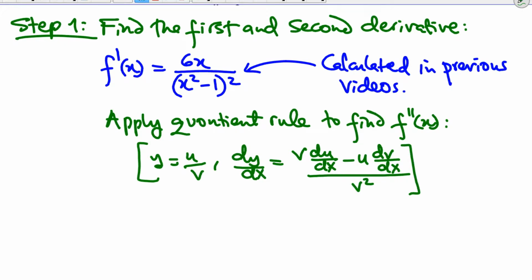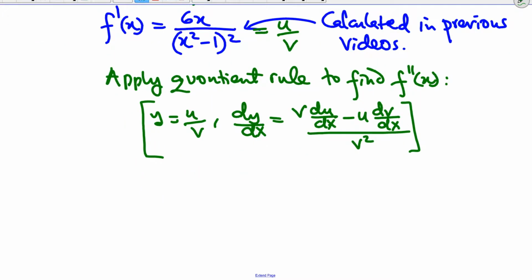Okay, this is in your formula booklet. You don't have to memorize it, you just need to know how to use it. Now we are going to apply this, assuming that the first derivative is equal to u over v. Then we can apply that to find the second derivative. So that will be my next step.